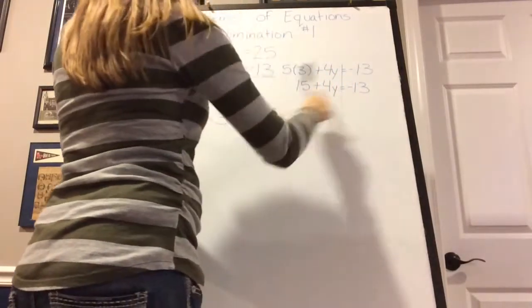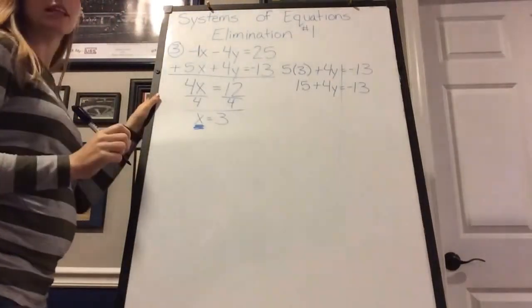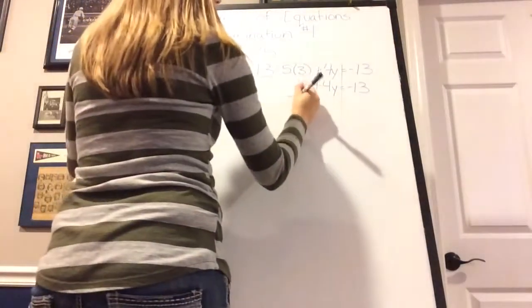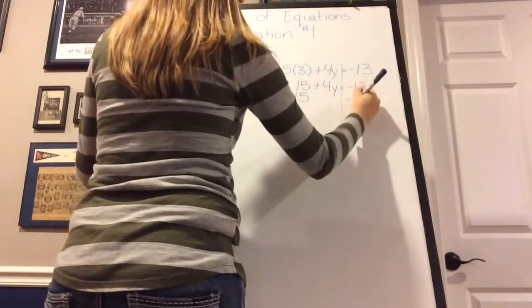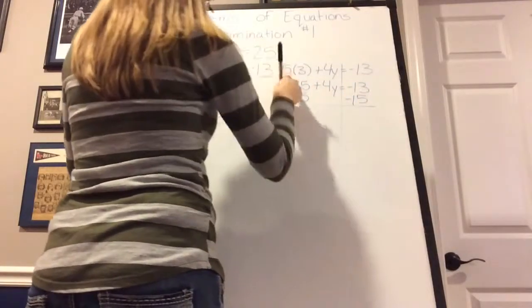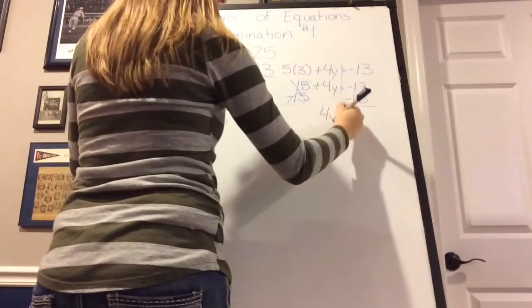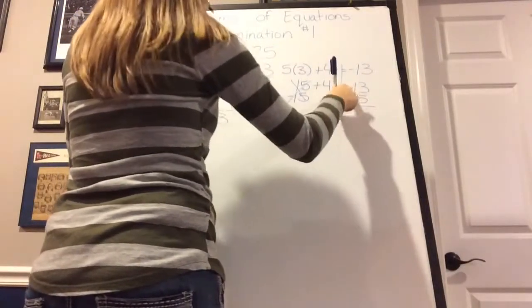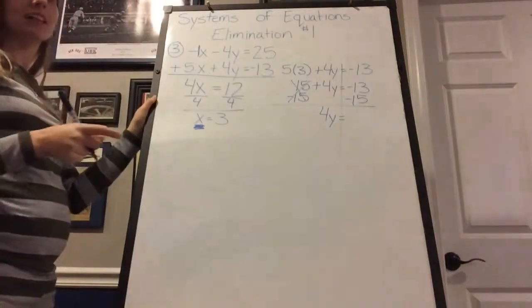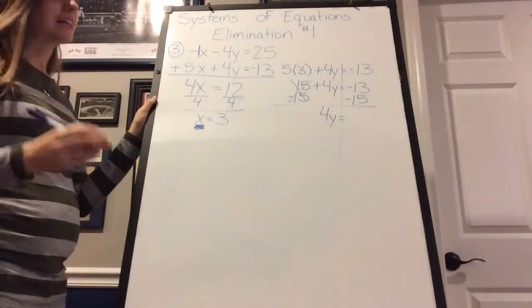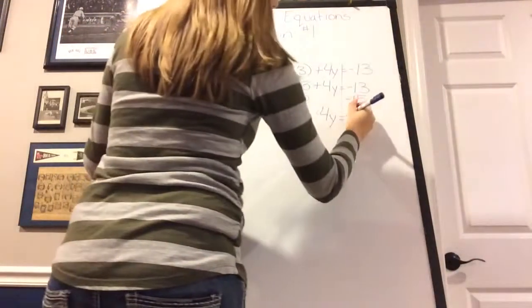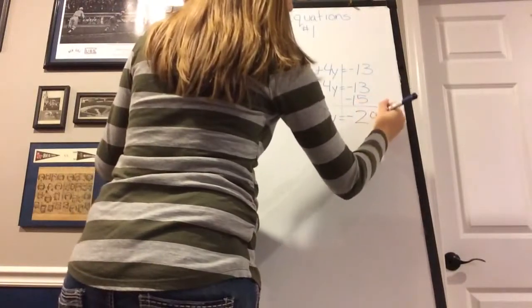Now I need to get my numbers together. Got to cancel out that 15, so I'm going to do negative 15 or subtract 15. 15 and negative 15 cancel. 4y comes down equals negative 13, negative 15. The signs are the same, so I will add them. Keep the sign of the bigger number. So it's negative 28.